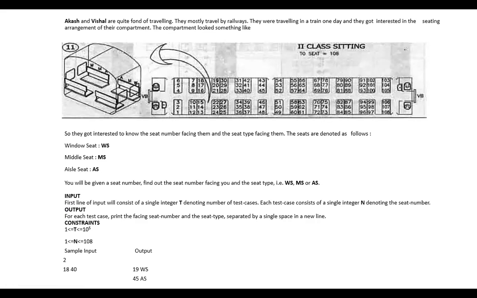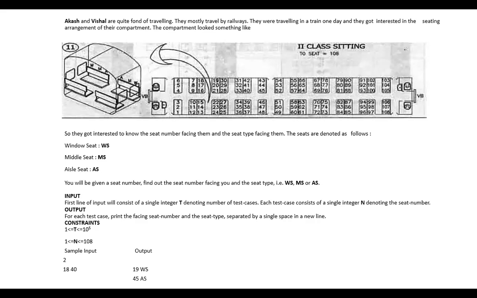So first line of the input will consist of a single integer t, denoting the number of test cases. Okay, each test case consists of a single integer n denoting the seat number. Okay, so we don't have to check it for a single seat. We have to check it for a number of test cases. So there will be t number of test cases here, and we have to check for each and every test case.